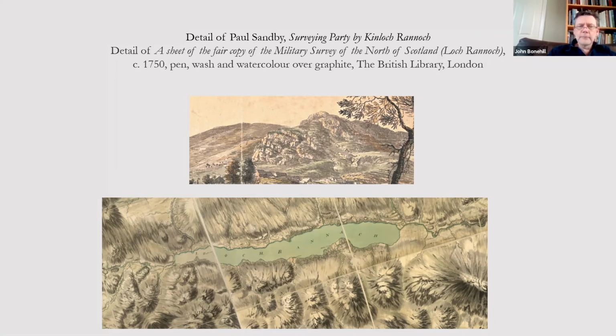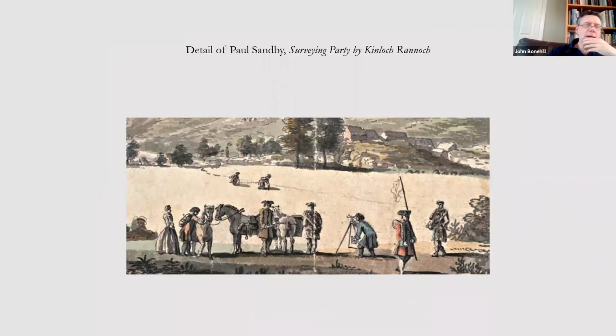Now, according to an early memoir of Sandby, his time working on the military survey of Scotland was supposedly, quote, the source of his eminence as a landscape painter, where he saw nature in her wildest form, but also where the particular accuracy in filling up plans, that is, drawing up the map, may be supposed to have formed in him that correct and faithful habit with which after he viewed and delineated her.